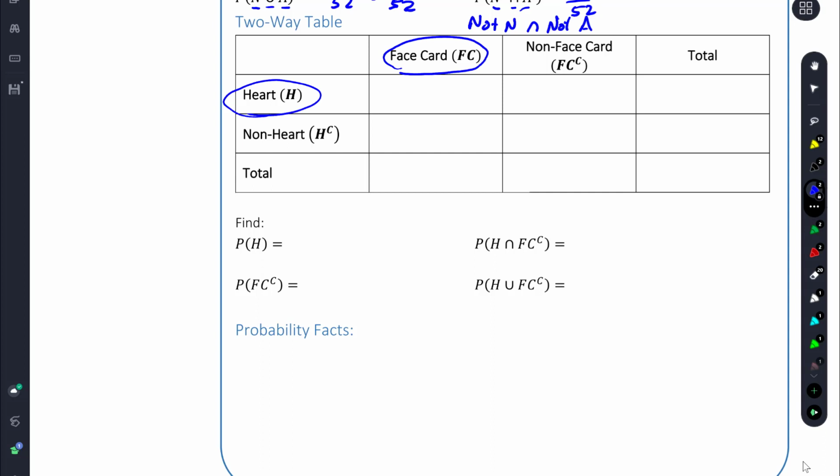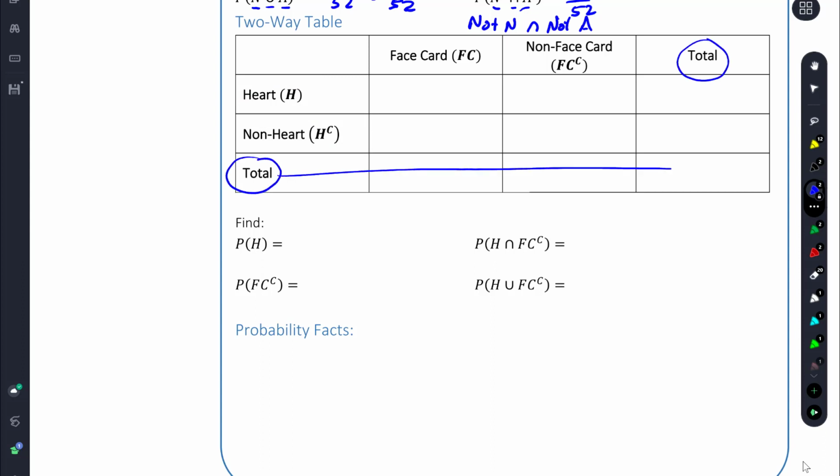Whenever we're creating a two-way table like this, we can often look at it as, is it a face card or is it a non-face card? So we break it down into those two possibilities. We could also see something be a heart or not a heart, breaking it down into those possibilities. Ultimately, our total number of cards will be the intersection between the total row and column. And that is going to show us how many cards we have in total.